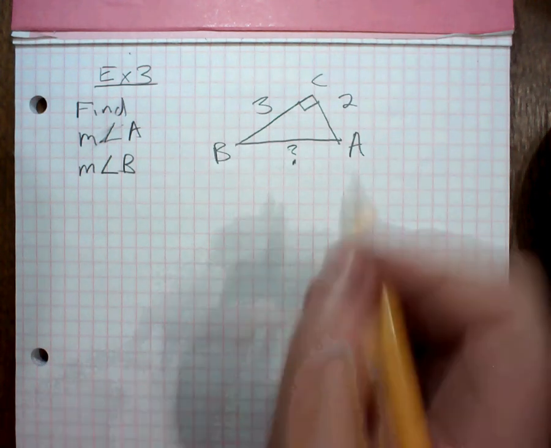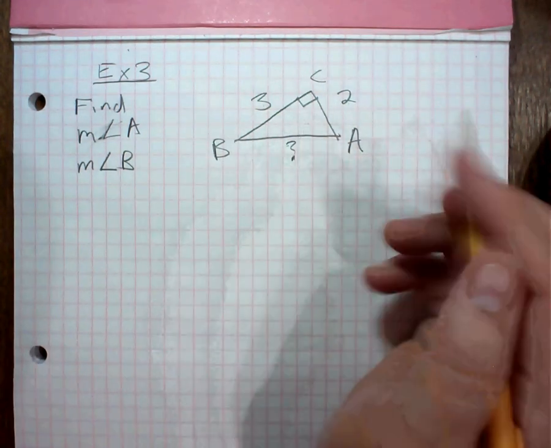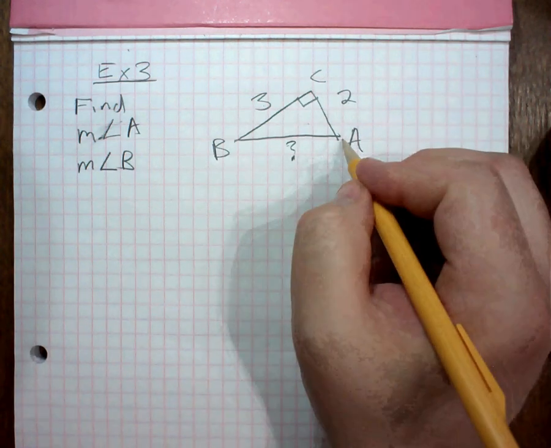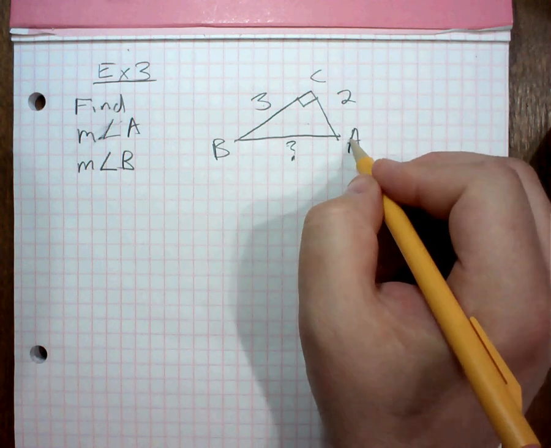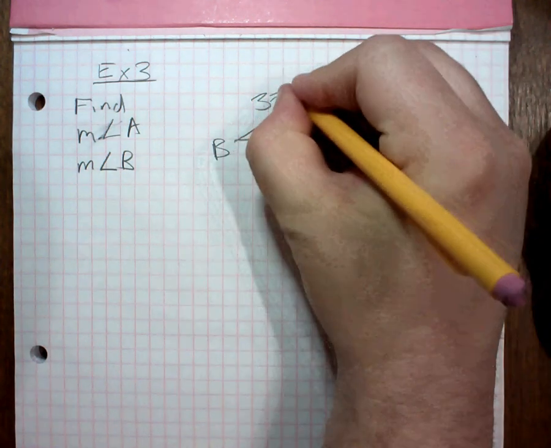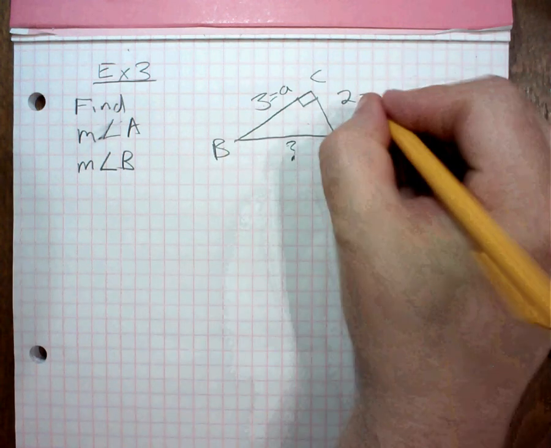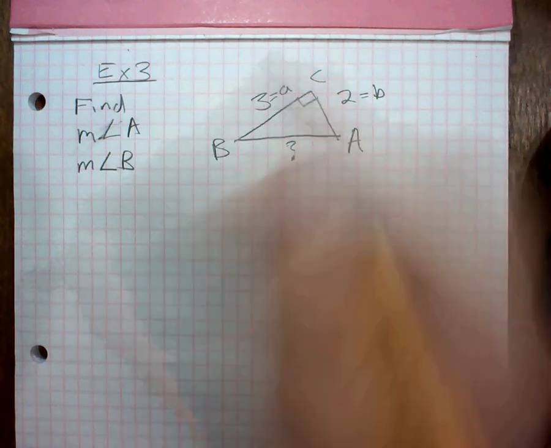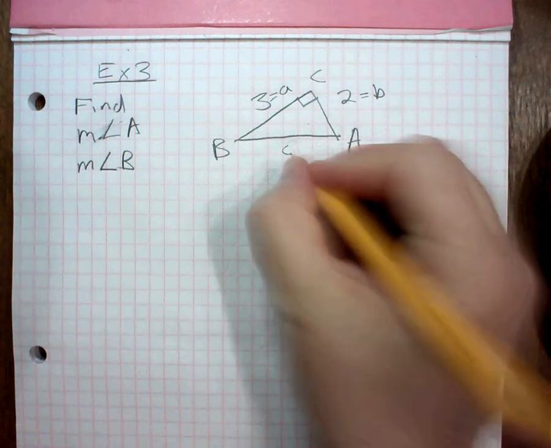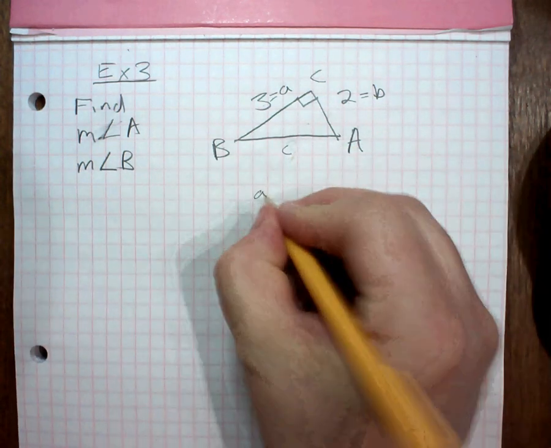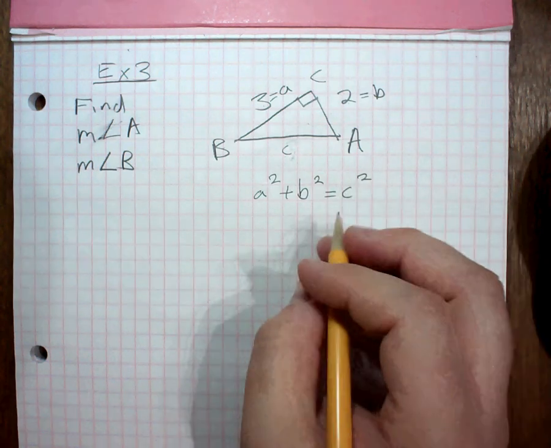So I have two sides. I probably need the third side. Now finding the third side is pretty easy. Remember that we can label the sides based on the angles given to us. So if this is capital A, the side across from it is lowercase a. If this is angle B, the side opposite of that is lowercase b. And then this would be labeled as lowercase c. Okay. So I can find c by saying a squared plus b squared is equal to c squared. So that's probably the first thing I need to do.